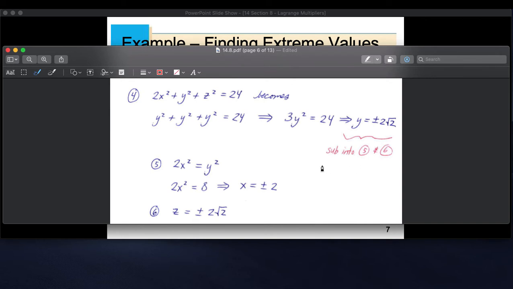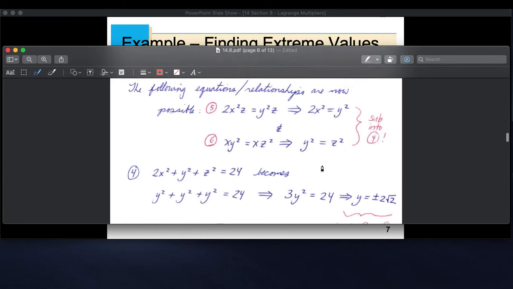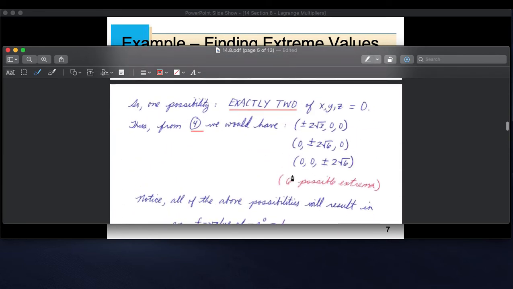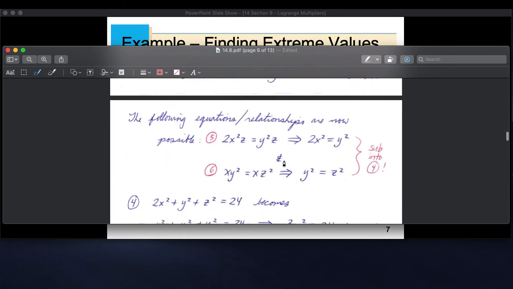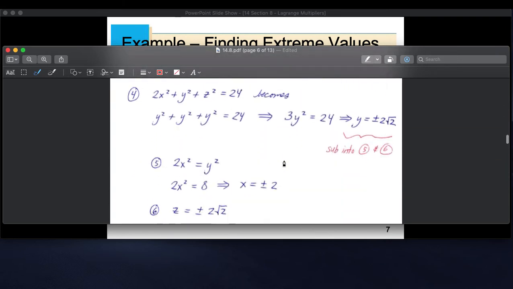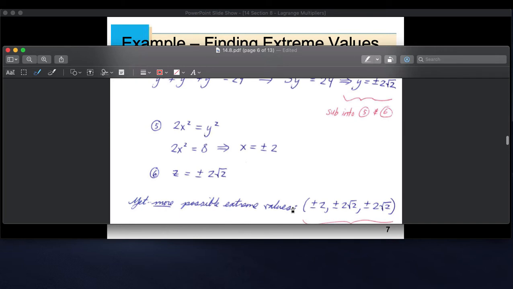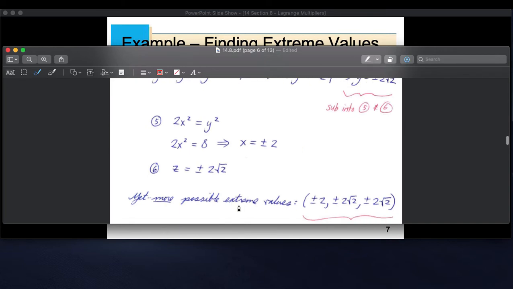So let's just kind of summarize here before I continue. So far we have these 6 possibilities up here of extrema, but now we got all these possibilities. We have plus or minus 2 rad 2, plus or minus 2, plus or minus 2 rad 2, which gives us a ton more possibilities. So yet more possibilities of extreme values.